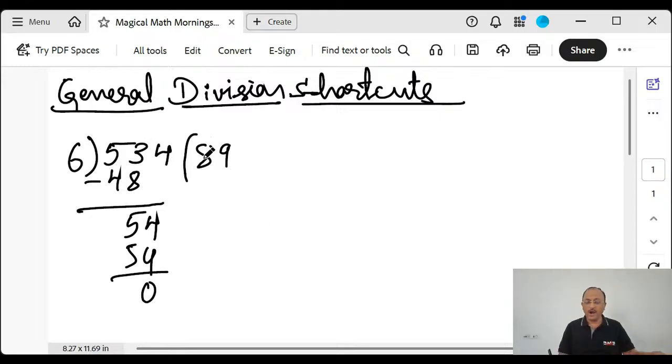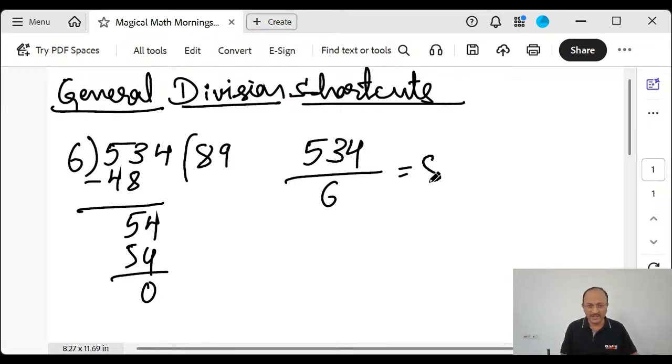The same thing, how do you write it in the shortcut method when we take 534 by 6? First, we'll take these two numbers because the first number, 5, is smaller than 6. Therefore, we'll go to two numbers. 6 8s are 48. Whatever remainder is there, that 5, we'll write as a shortcut. In order to avoid confusion, we can write it as a subscript. Then 5 and 4 is 54. 6 9s are 54.